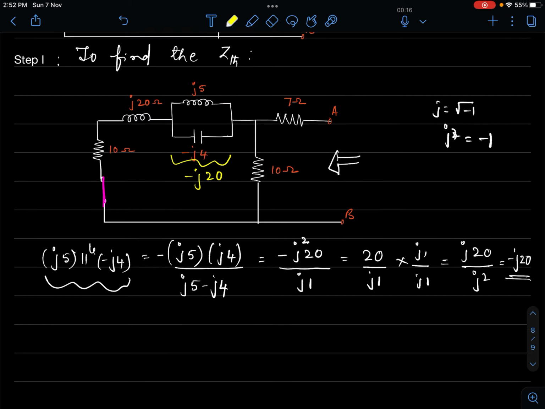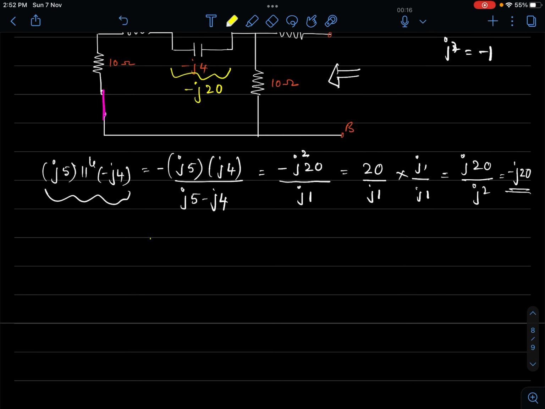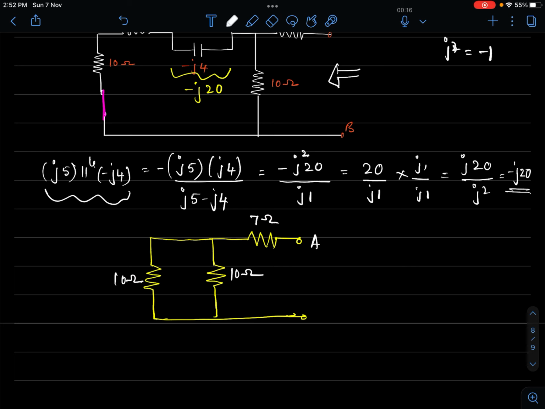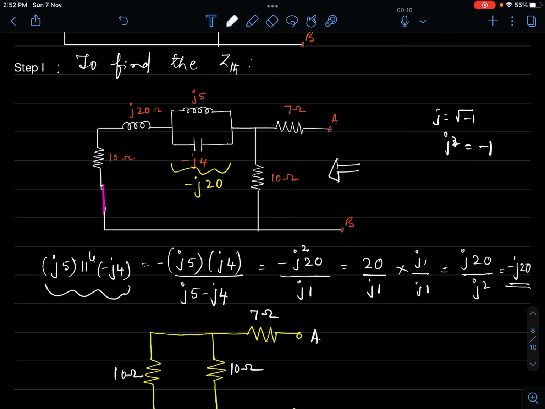So now 10 ohm and 10 ohm in parallel. I suppose you can see. Now the network becomes something like this. This is 10 ohm. Now this is 10 ohm. And this is 7 ohm. This is how my network has got itself reduced to. This is 10 ohm, 10 ohm. This is 7 ohm. This is A and B.